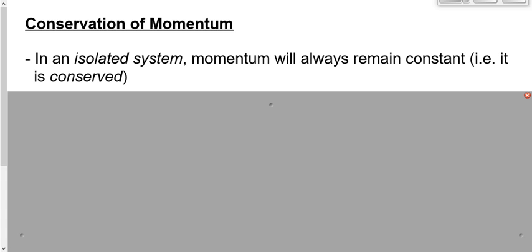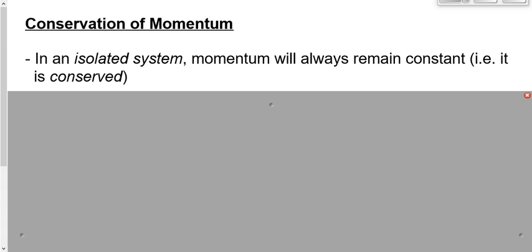If object 1 always experiences an equal and opposite impulse to object 2, then that means the total momentum is staying the same. That's what the law of conservation of momentum tells us. It tells us that if we have an isolated system, and I'll tell you what an isolated system means in a moment here, then the total momentum will always remain constant.